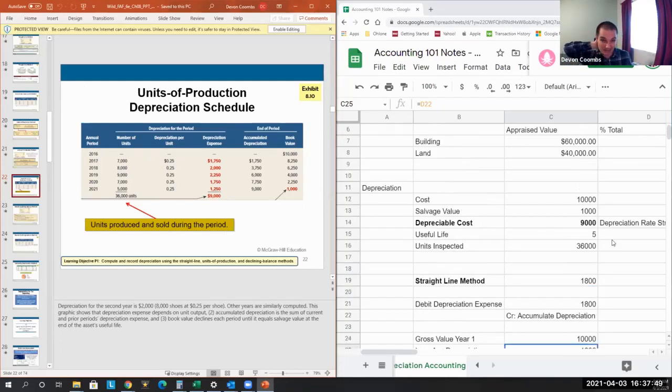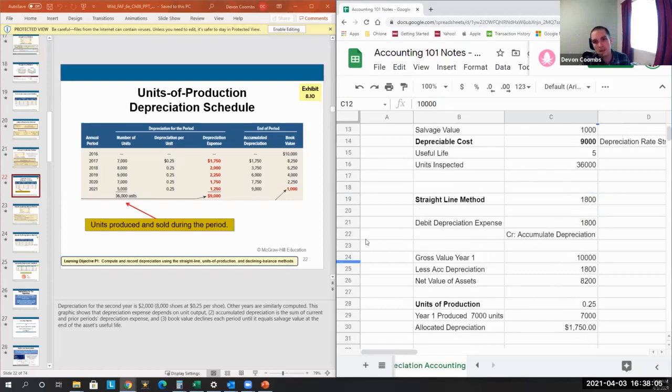Where students really get messed up a lot with this is they accidentally take the gross cost instead of the depreciable cost. So make sure you don't mess that up, right? Make sure you know that the depreciable cost is what we use. You have to subtract out the salvage value, not the gross cost, the 10,000. And then if you have to determine the book value, then you use the 10,000, right? So just make sure you understand the difference of those two.